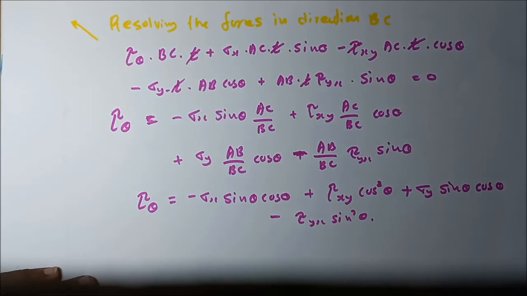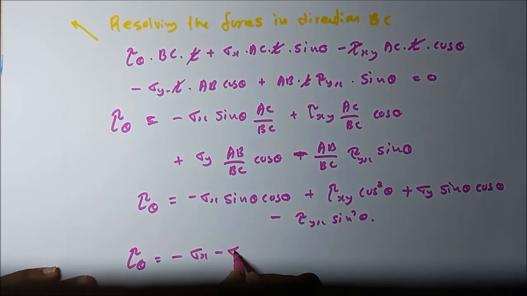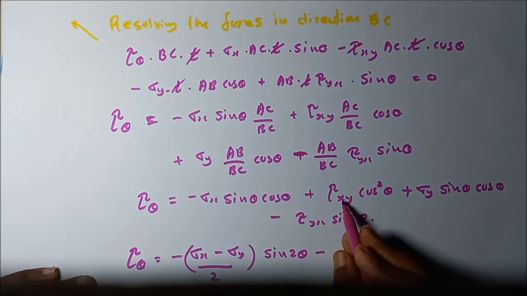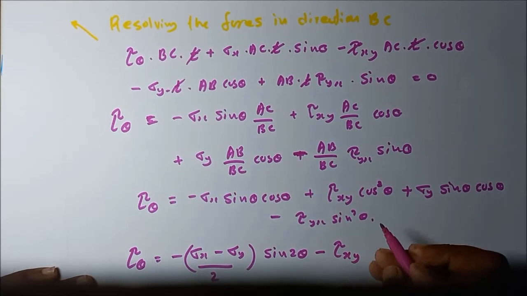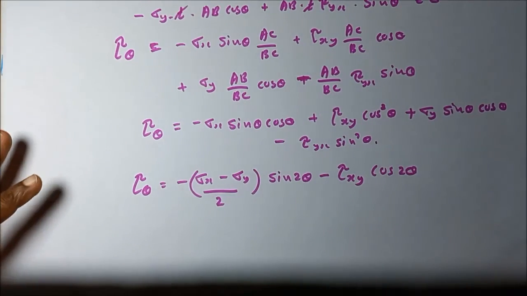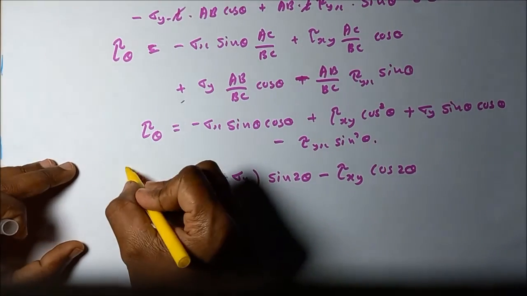Okay, then we can write the tau theta as minus sigma x minus sigma y divided by 2 by writing the sin theta cos theta in 2 theta angles, sin 2 theta. You can see tau xy is equal to tau yx in magnitude, so I am going to put only tau xy. Cos square theta minus sin square theta means cos 2 theta. This is the final equation for tau theta.